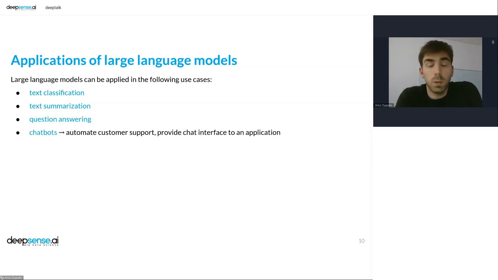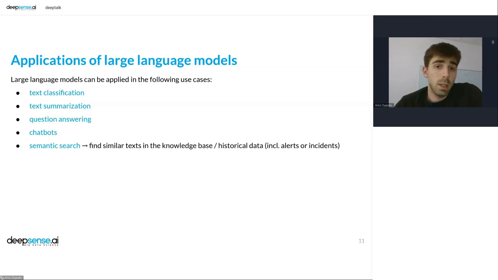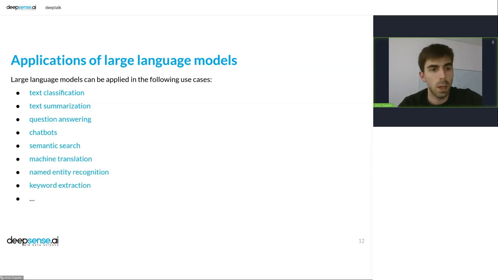Another use case is chatbots, which are quite popular and typically used for automating customer support, but in general they can be used as a chat interface to any application you can come up with. Another useful application of LLMs is semantic search. So you can ask the model to find similar texts in your historical data, in your knowledge base. And it's not only limited to pure language, but you can also consider searching, for example, for similar alerts or IT incidents from the past.